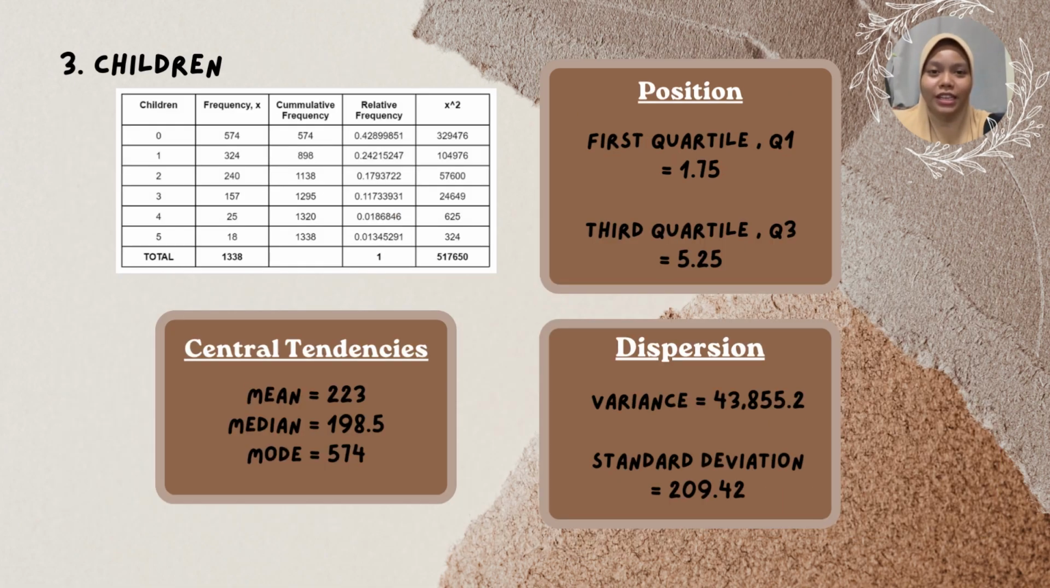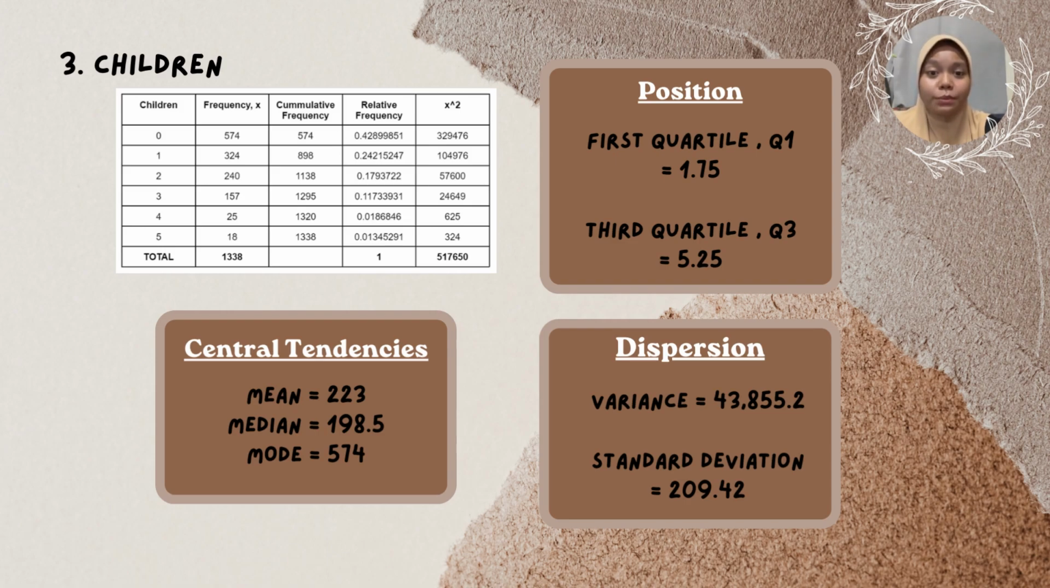For children, sex and smoker, there is ungrouped data. Children is still a numerical variable, so the central tendencies for mean is 223, for median 198.5 and mode is 574. For measure of position, our first quartile Q1 is 1.75 and our third quartile Q3 is 5.25.